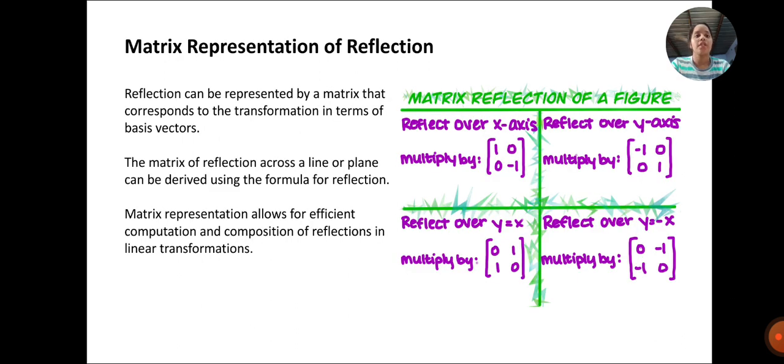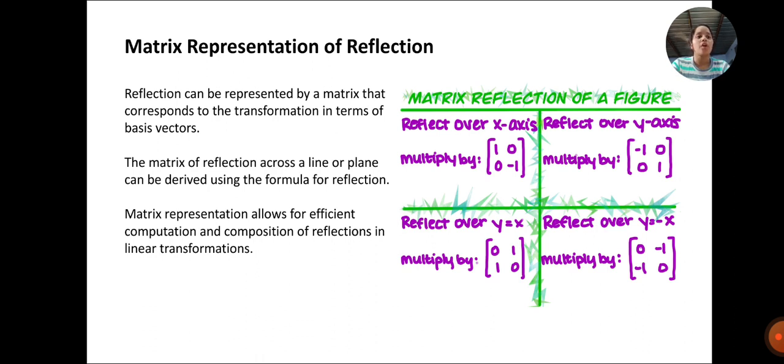Matrix representation of reflection. Reflection can be represented by a matrix that corresponds to the transformation in terms of basis vectors. The matrix of reflection across a line or plane can be derived using the formula for reflection. Matrix representation allows for efficient computation and composition of reflections in linear transformations.